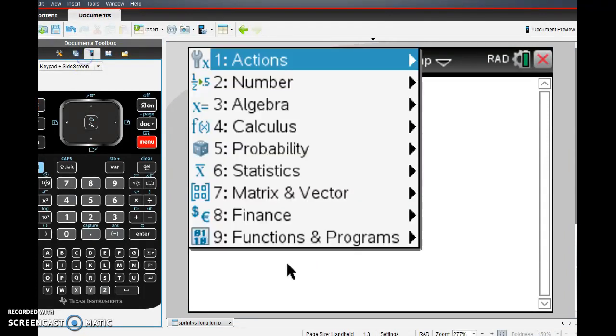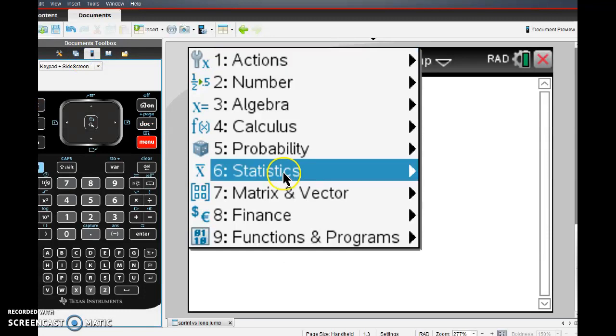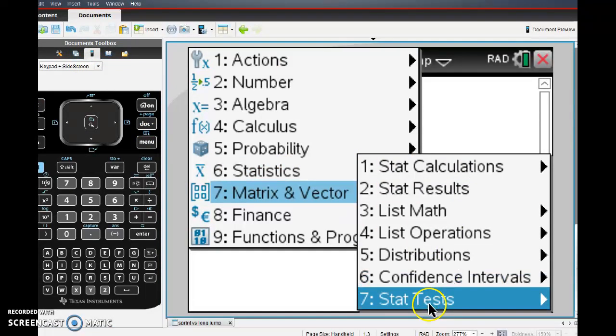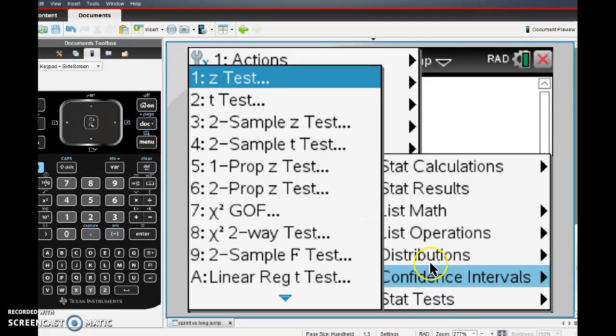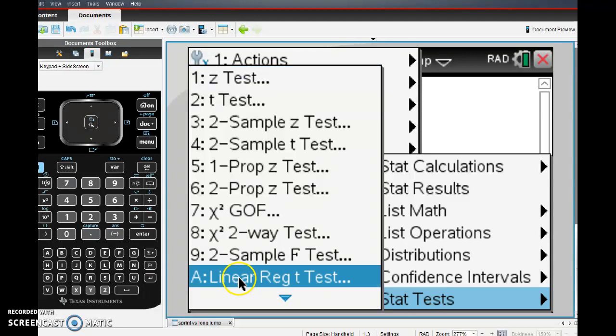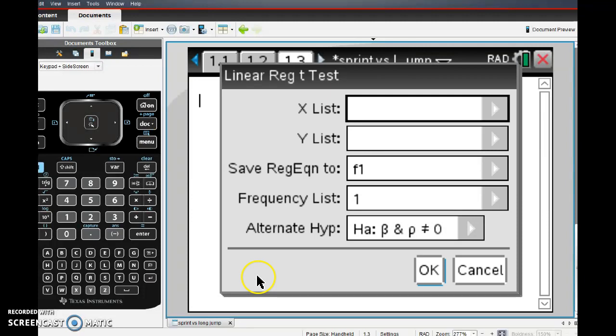So let's go to Menu, go to Statistics, and then go down to these statistical tests. Now, we've not really run these before. This is where we're going to spend this whole second half of the year. But option A here says a linear regression t-test. So we're going to run that, even though we don't really know exactly what it is.